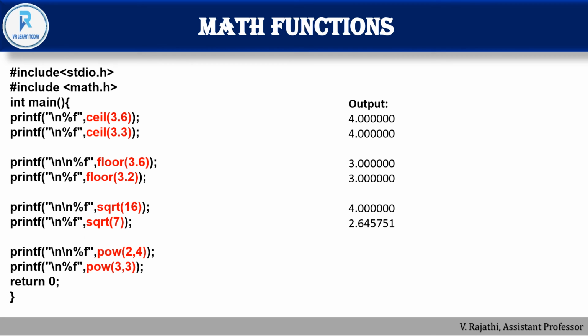And then the final one is pow, power of. So 2 power 4 and 3 power 3. The result will be: 2 power 4 is 16 and 3 power 3 is 27. So this is a sample program for math functions. Actually, plenty of math functions are available. This is the way we have to include the header file, and this is the format we have to use. That's why I'm just giving the sample program.